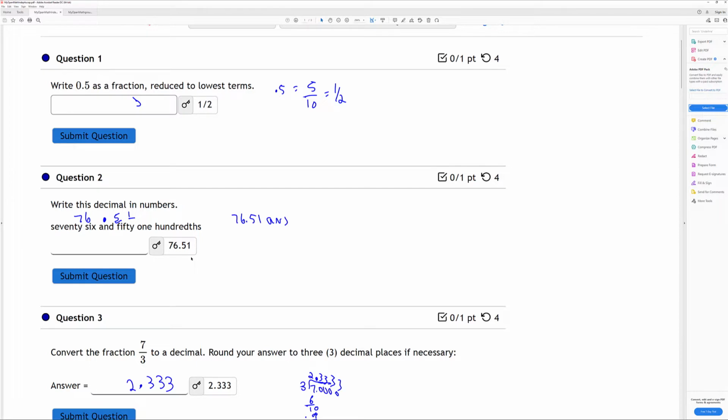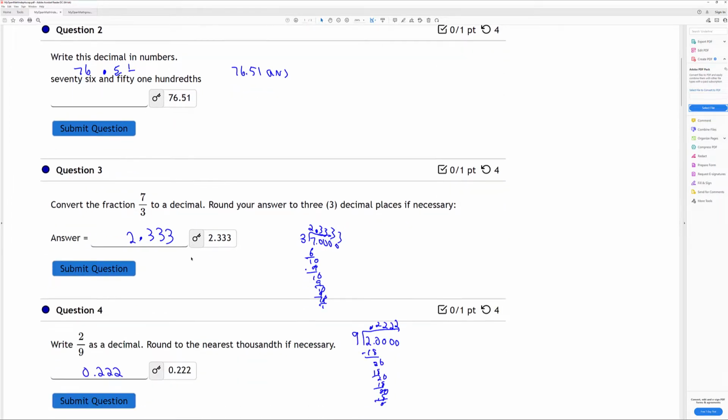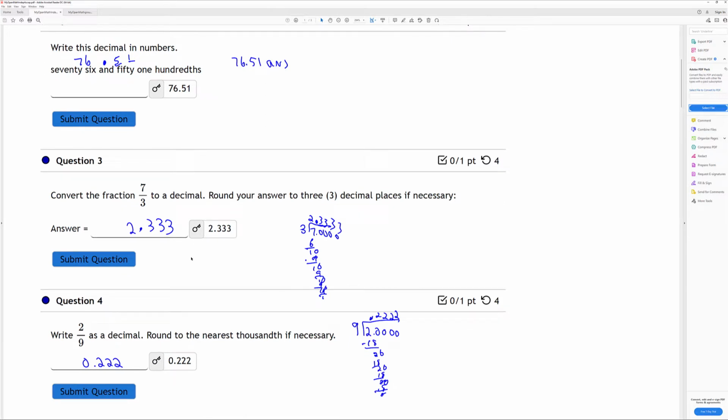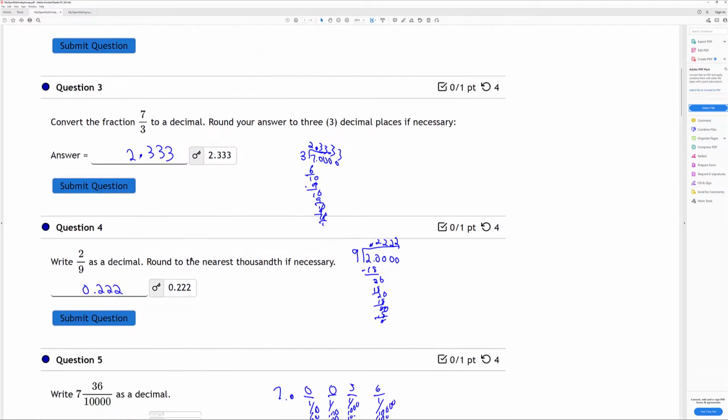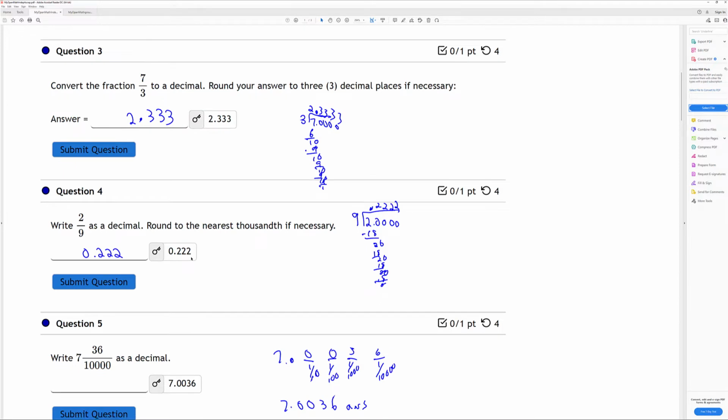Part 3, question 3. Convert the fraction 7/3 to a decimal. So I divide 7 being divided by 3. And I take it out 4 times and round to 3 places. So it's 2.33. Number 4, write 2/9 as a decimal. So I divide it out. And it's repeating. So I have 0.222.